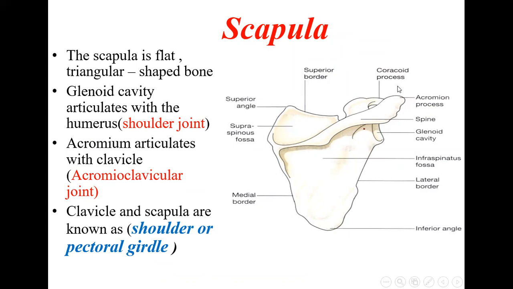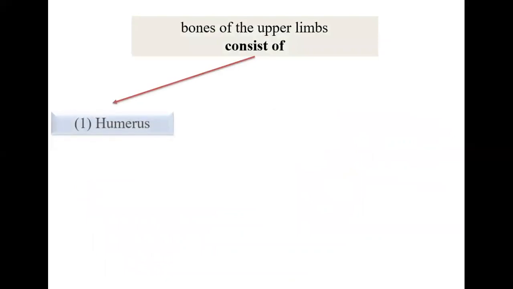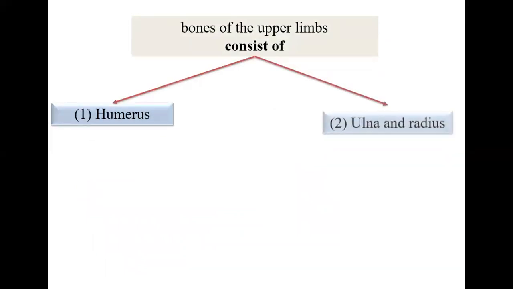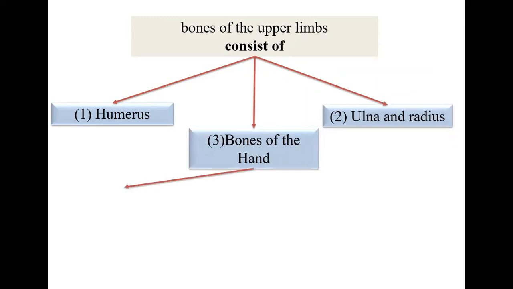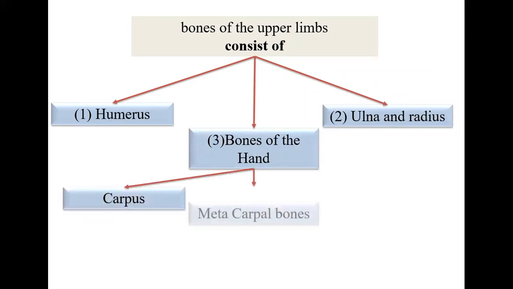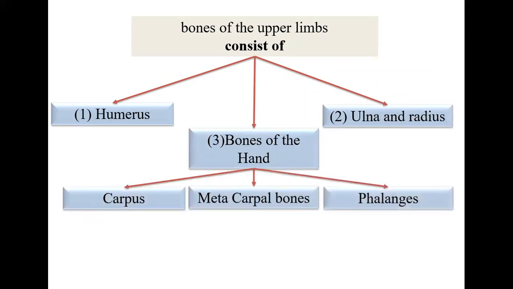The acromion process articulates with the clavicle to form the acromioclavicular joint, as we saw before. Clavicle and scapula are known as the shoulder girdle or the pectoral girdle. As I showed you before, this clavicle and scapula together are called the shoulder girdle or pectoral girdle, because they attach the main bones of the upper limb to the axial skeleton.